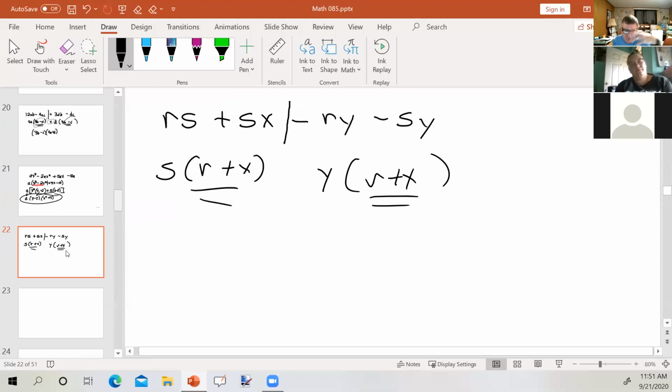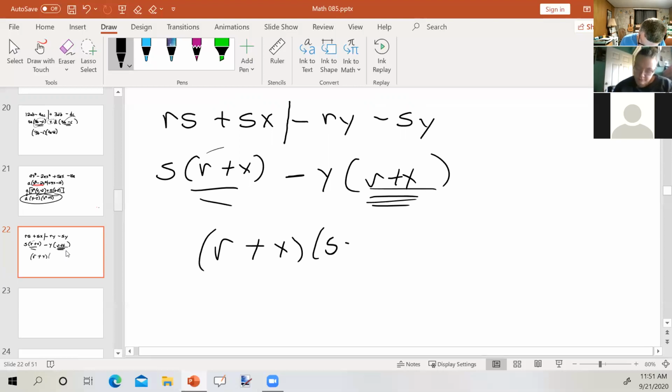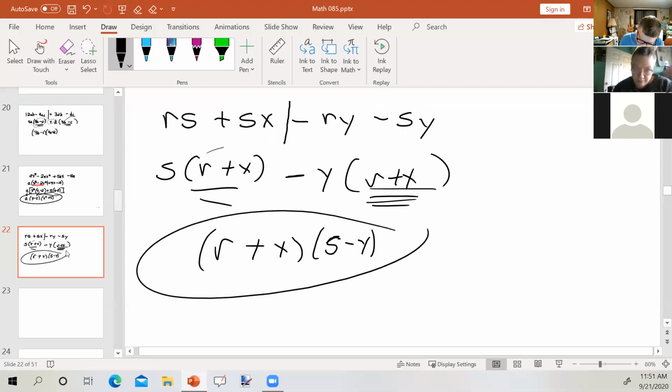So rather than trying to figure out what I'm going to take out, let's figure out what I need left over. I need r plus x. So that means I need to take out a negative y rather than a positive y. Does that make sense? Okay, so what I tell students is don't look up, look over here to figure out what you need there. So now I'm going to get an r plus x and an s minus y. Looks like a 5, but that's really supposed to be an s.